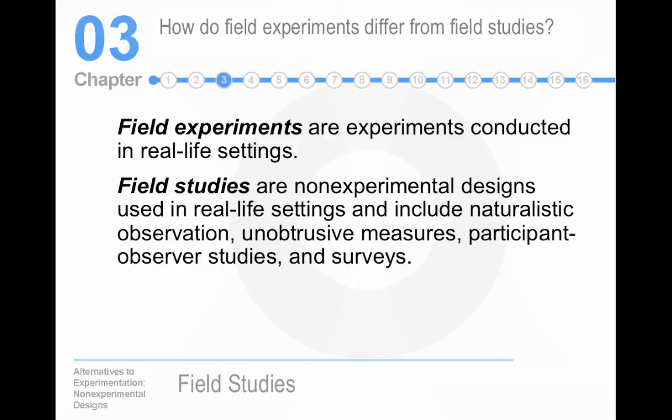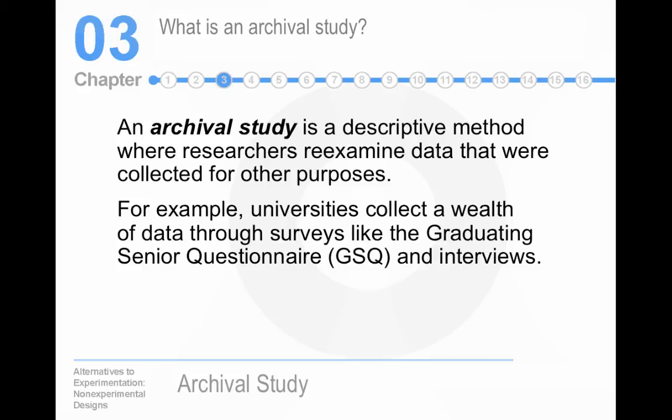Let's draw a quick distinction here between field experiments and field studies. Field experiments are experiments conducted in real life settings. So bystander intervention studies are good examples of field experiments. Now you can do those in the lab also, but you could do it on a street corner where somebody just falls over and then you see if they're helped. Field studies are non-experimental. So again, observing chimps in their natural environment would be a good example of a field study. Archival studies are interesting too.